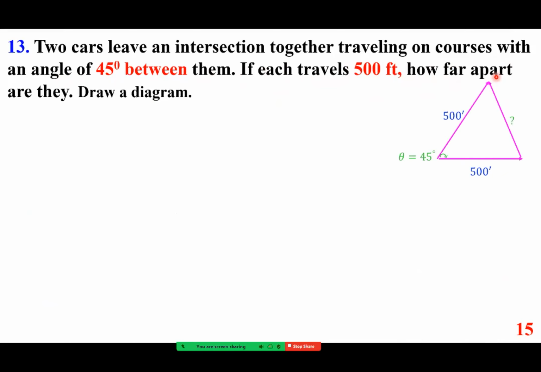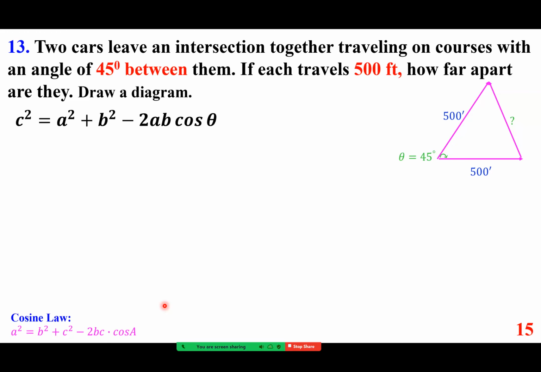So this is a diagram, and it clearly explains that we have two sides and an included angle, and we use the cosine law, okay? So in this case, c squared is a squared plus b squared minus 2ab cosine theta, if you call these a and b. And so 500 squared plus 500 squared minus 2 times the product of 500 and 500 and cosine of 45 degrees. Again, I leave it to you to use a calculator and convince yourself c is about 382.68 feet or 383 feet.